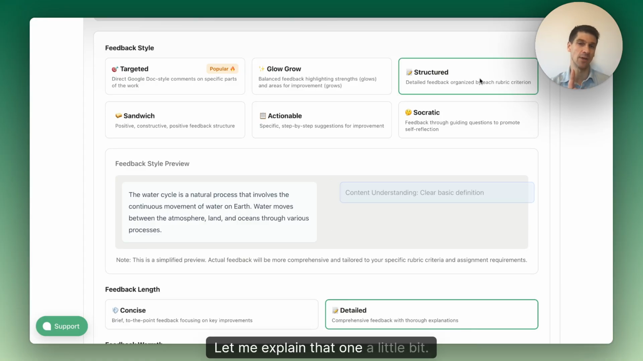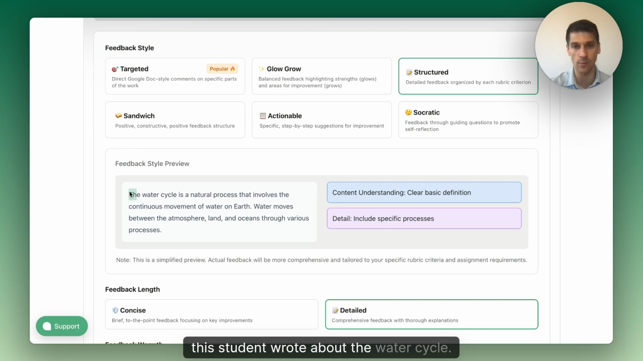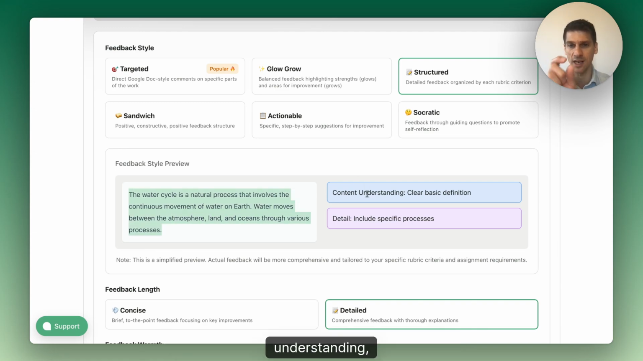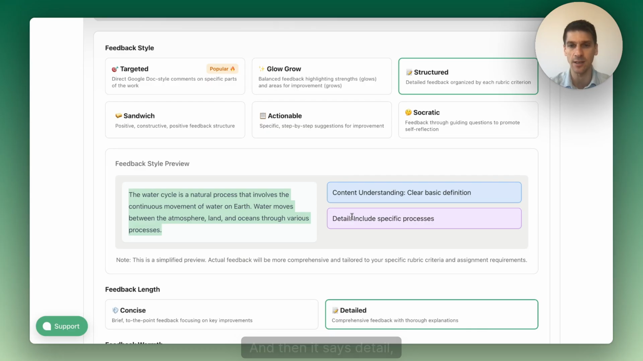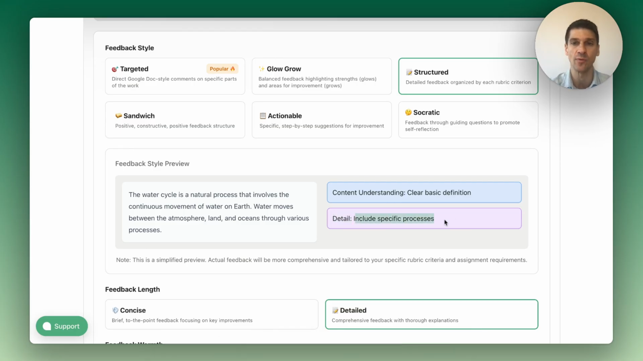Structured feedback, let me explain that one a little bit. Structured feedback connects to the structure of the assignment. As you can see here in the little feedback style preview, this student wrote about the water cycle, and the preview of structured feedback shows content understanding, clear basic definition, right? You see it's very structured. It's telling the kid, hey, you were accountable for content understanding. What you've done with that part of the assignment is that you have a clear basic definition. Good job. And then it says detail, include specific processes. So we can see there that for a different part of the structure of the assignment, adding detail, the student gets a little more feedback about how they could improve. So that's the structured one.